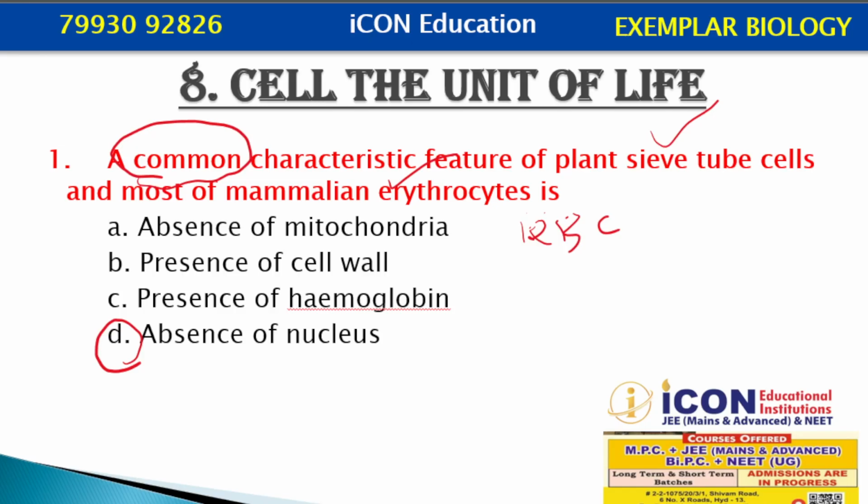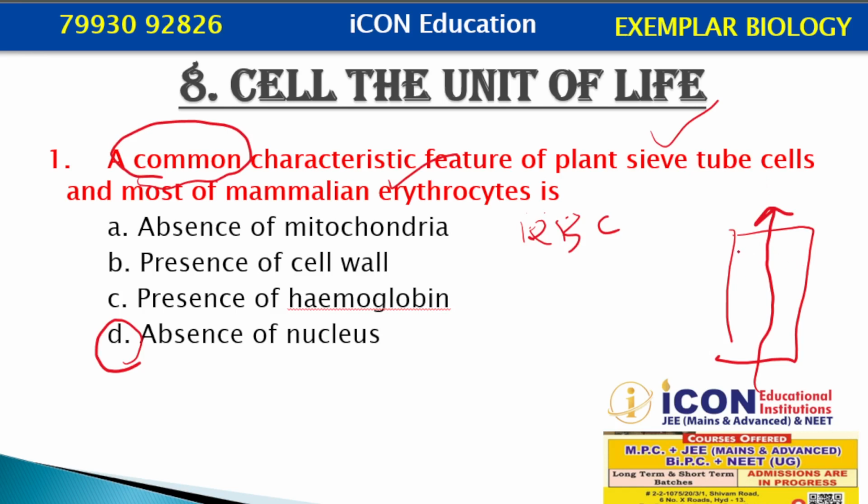Why are the plant sieve tube cells not showing the nucleus? See, when these sieve tube cells become mature, they lose their nucleus. The nucleus, ribosome and vacuoles are lost. Why? Because the sieve tube cells have to give a pathway for the transport of nutrients. So a larger space should be there for the transport. There should be an unobstructed pathway. Then it can help in the flow of the nutrients.